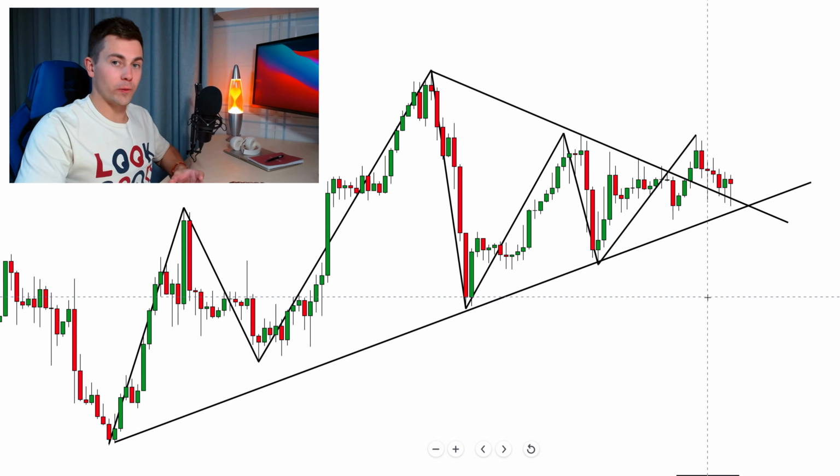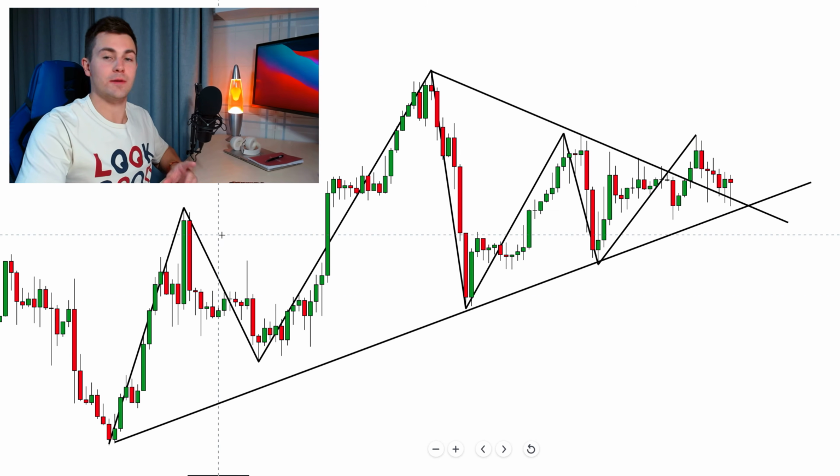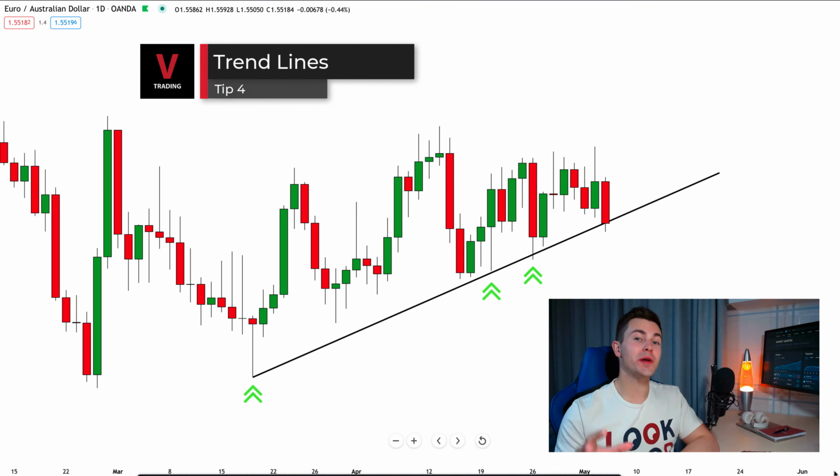So always when you are drawing the trend lines, if you're a newbie trader, remember that you must analyze the swings, you must identify the swings, the impulse legs, and only based on them you draw the trend line. But how do we confirm the trend line?